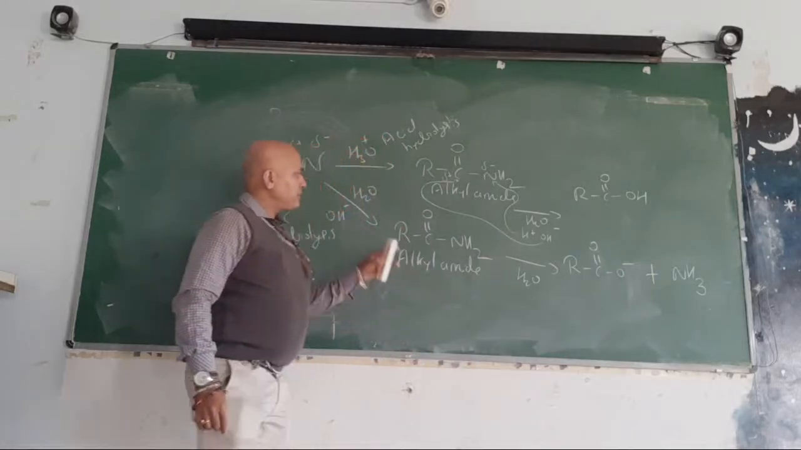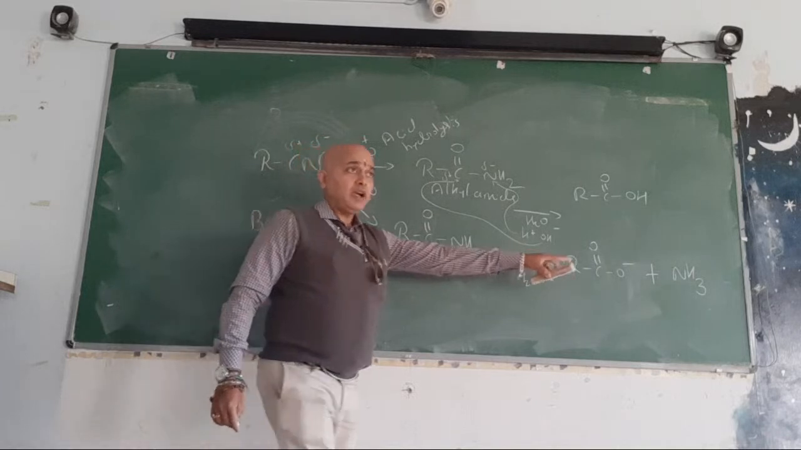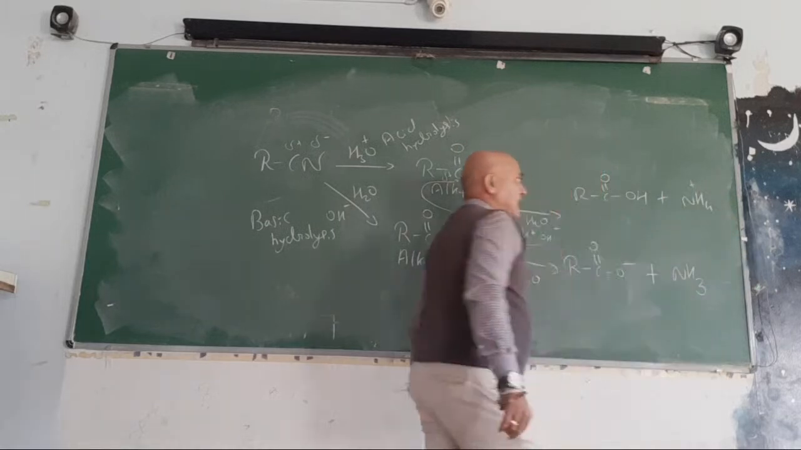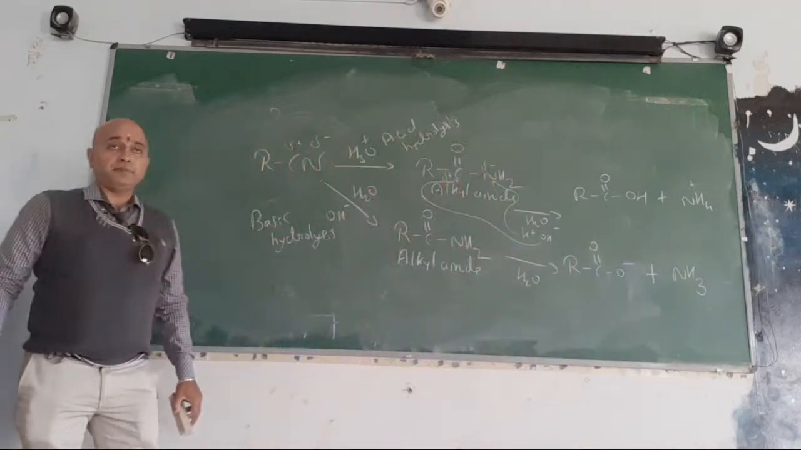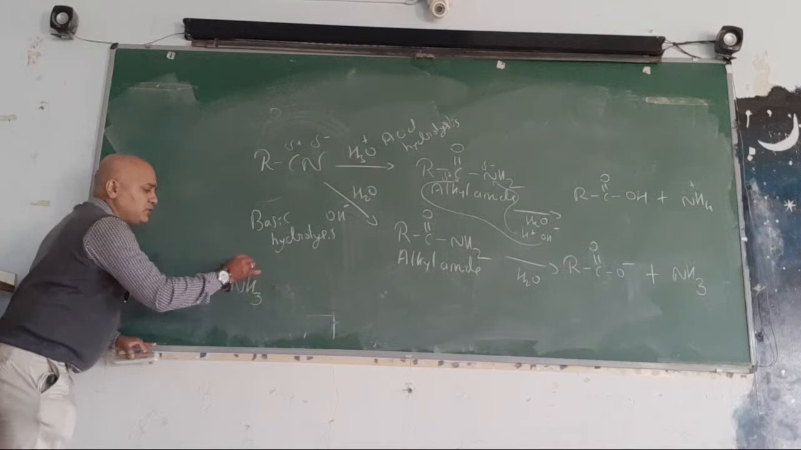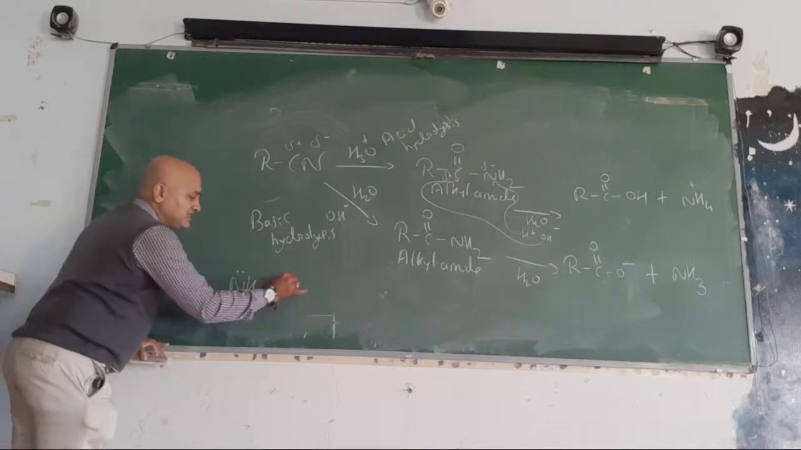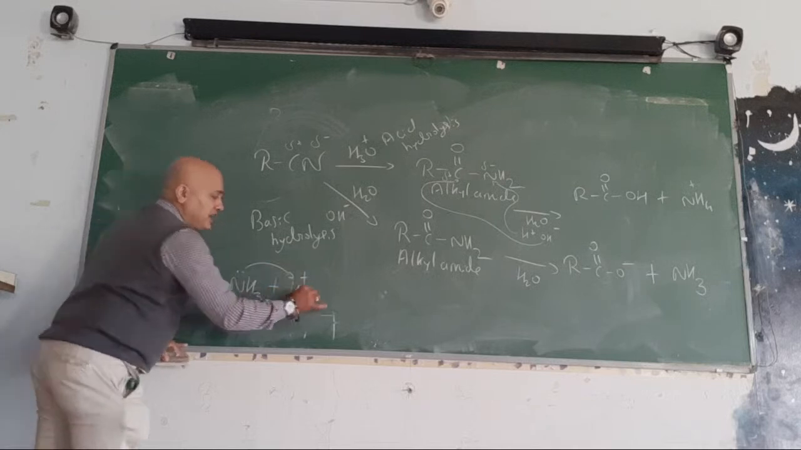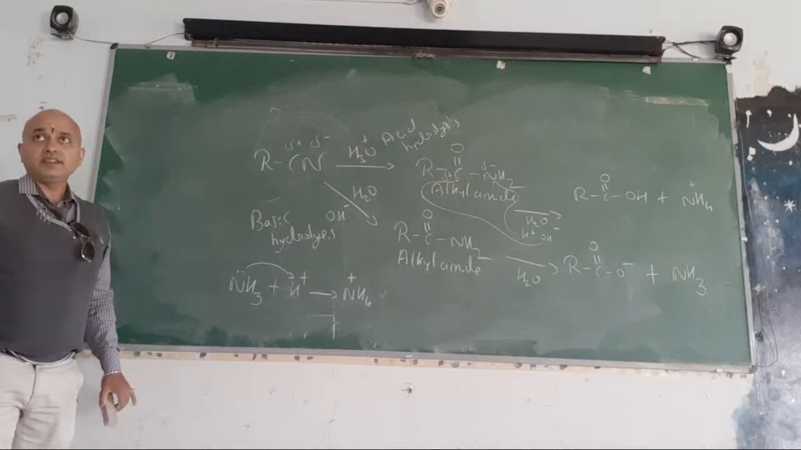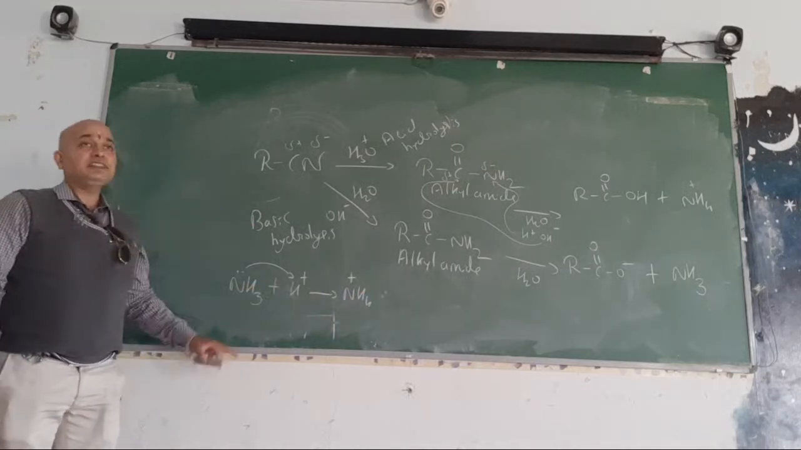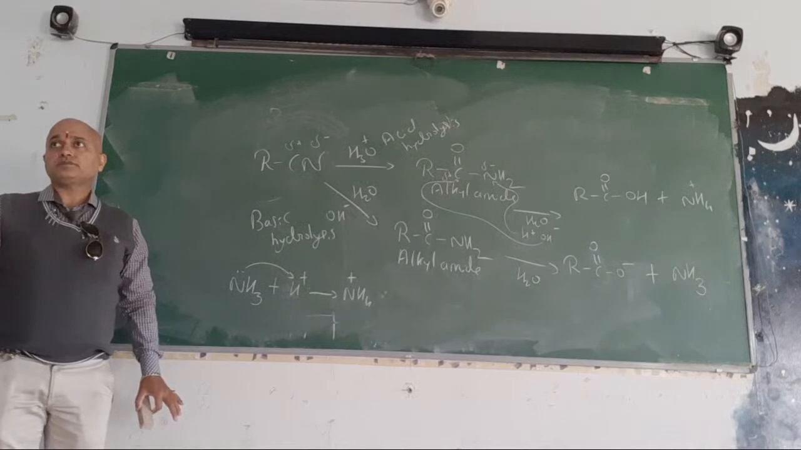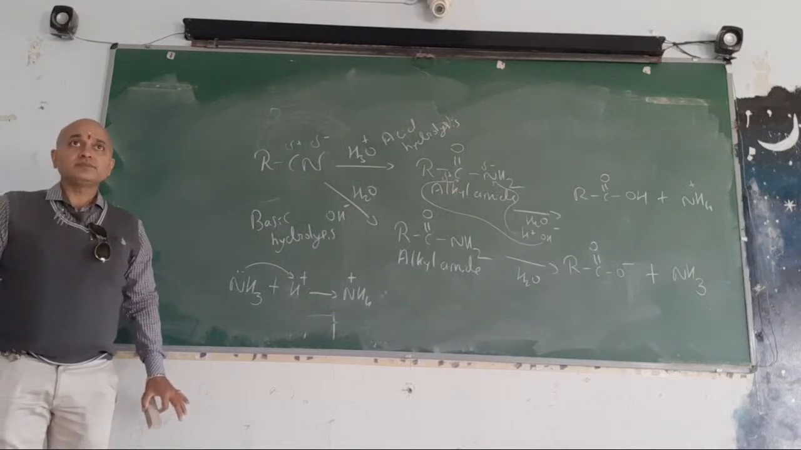But when I am talking about basic condition, we are going to get the ammonia, but under acidic condition, whatever ammonia will be there, it will get converted into ammonium. Since ammonia is a Lewis base, under acidic condition, it will donate the electron pair and become NH4 plus, ammonium. So that's where we have the reaction under acidic condition and under basic condition. Any doubts?